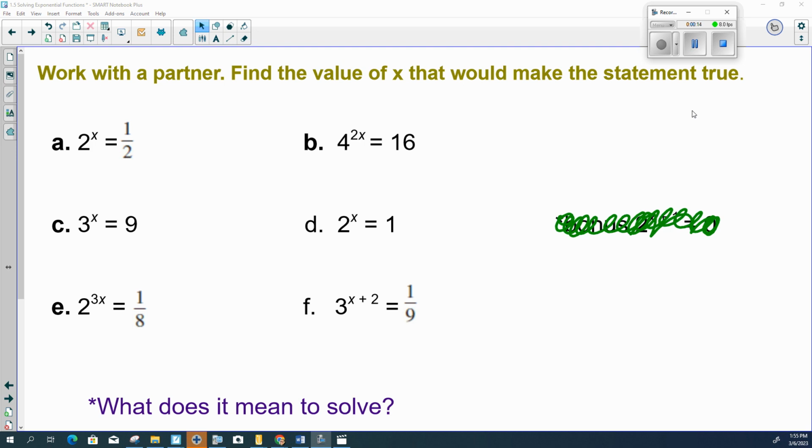The first, okay, what did you get for x here? What does it have to be? Yes. So 2 to the power of negative 1 equals 1 over 2 to the power of 1. So yes, x is negative 1 on that one. I might call on someone else, though.